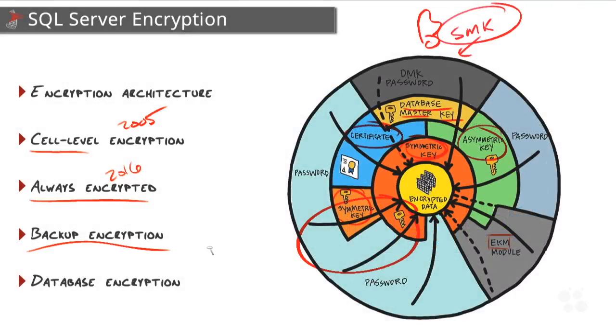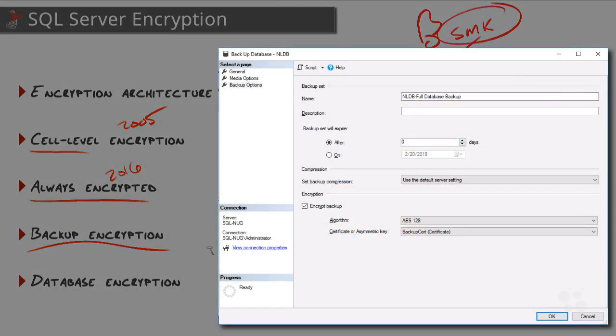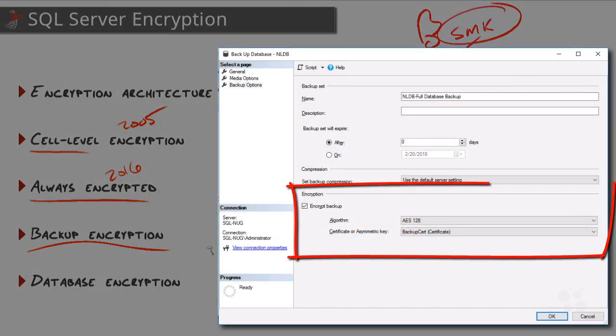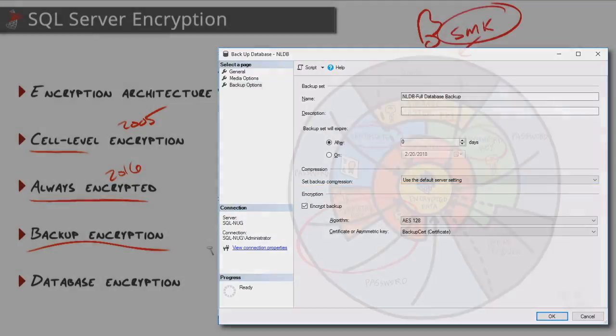We can also encrypt our backups. SQL Server has native support for doing so, and this is something that you will absolutely want to do, because if somebody were to get their hands on one of your backups, well, they could restore it to any old SQL Server and have a jolly good time with that data. If our backup was encrypted, however, that backup would be useless without the encryption keys.